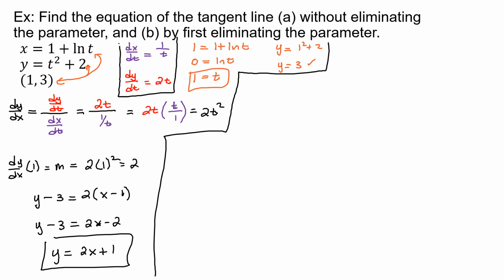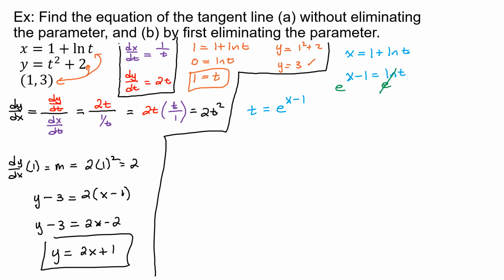The other way is you could eliminate the parameter. If you want to eliminate the parameter, you got to get rid of the t. So what I'm going to do is take that first equation, x equals 1 plus the natural log t, and see if I can solve that for t. So I'm going to have x minus 1 equals natural log t, and then I'm going to exponentiate both sides. The natural log and the exponential will cancel to give me that t equals e to the x minus 1.